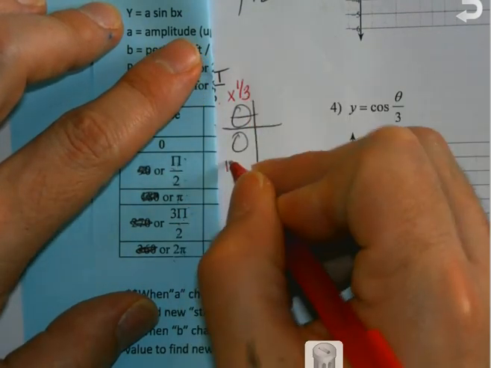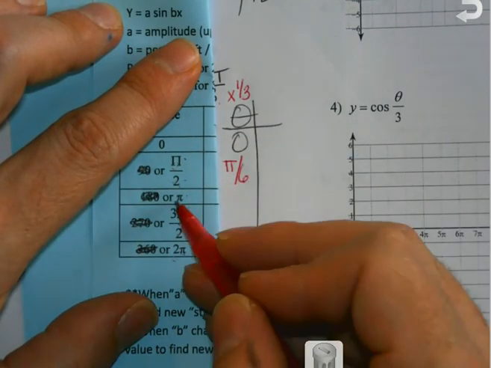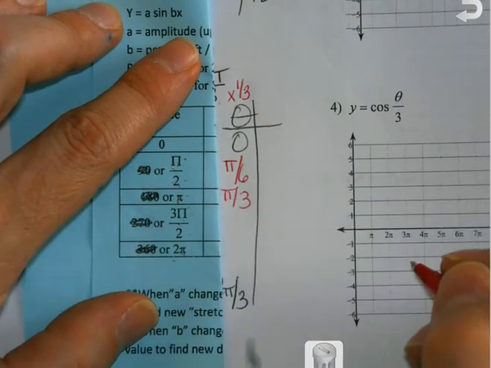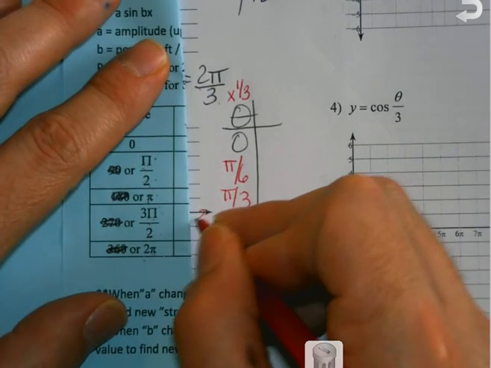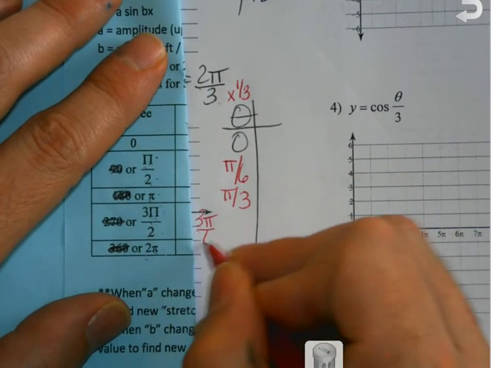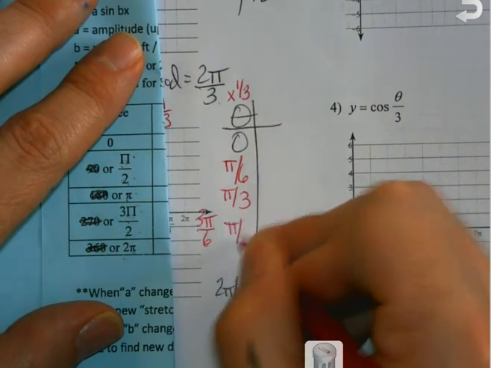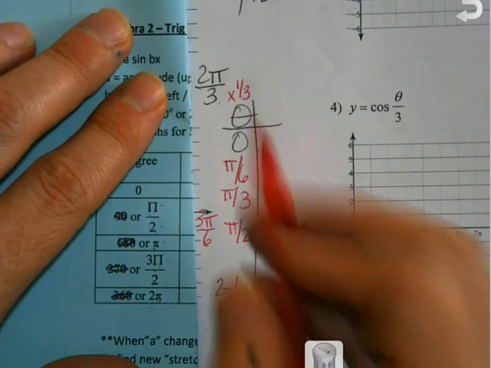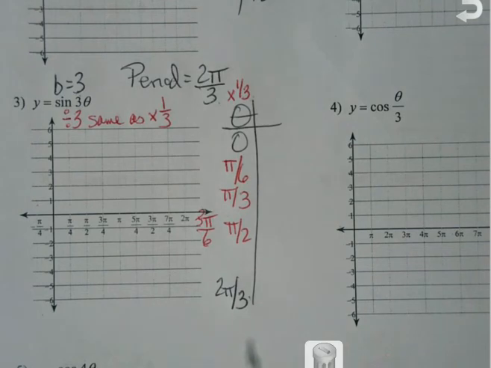So I'd have pi over 2 times 3 is 6. 1 times pi is pi over 3. 3 pi times 1 is 3 pi, but 2 times 3 is 6, and I need to reduce. 3 over 6, 1/2, or pi over 2. And then my last one, 2 pi times 1 is 2 pi over 3. Ooh, there's my 2 pi over 3. So it kind of gives me a checks and balances system to make sure I'm doing this right.